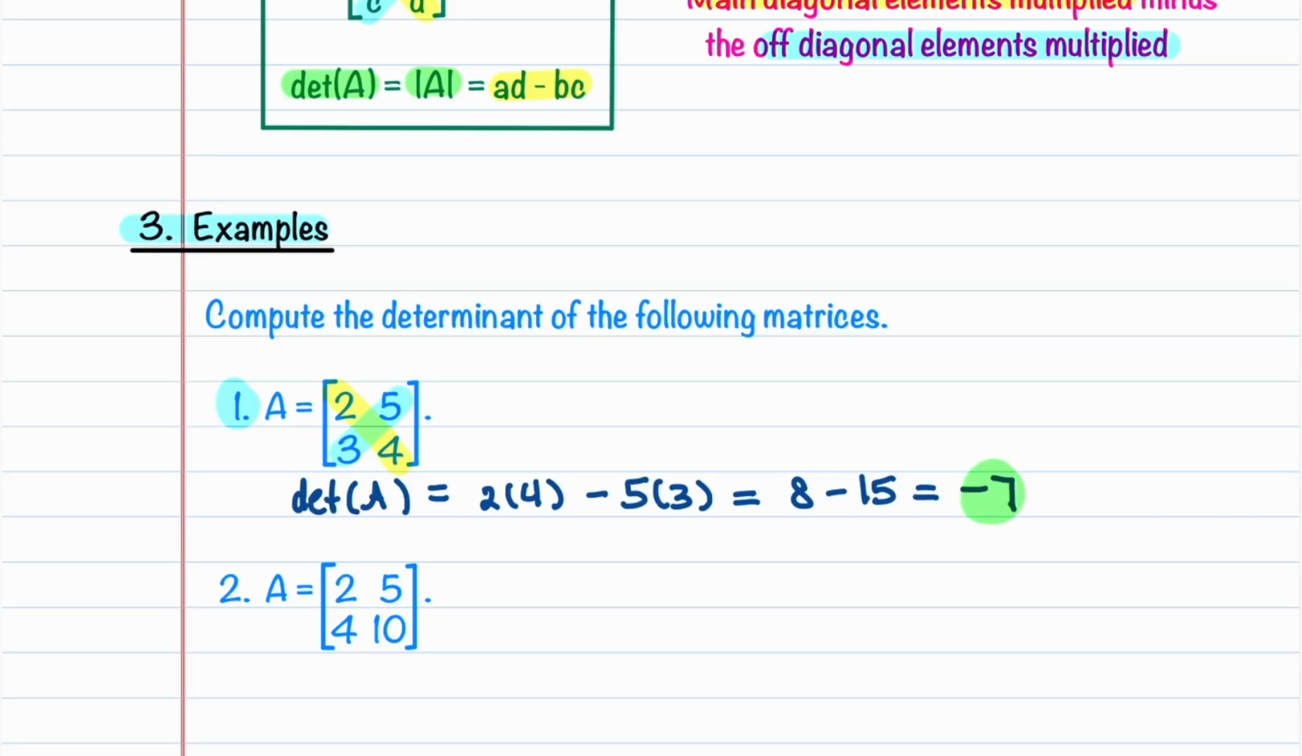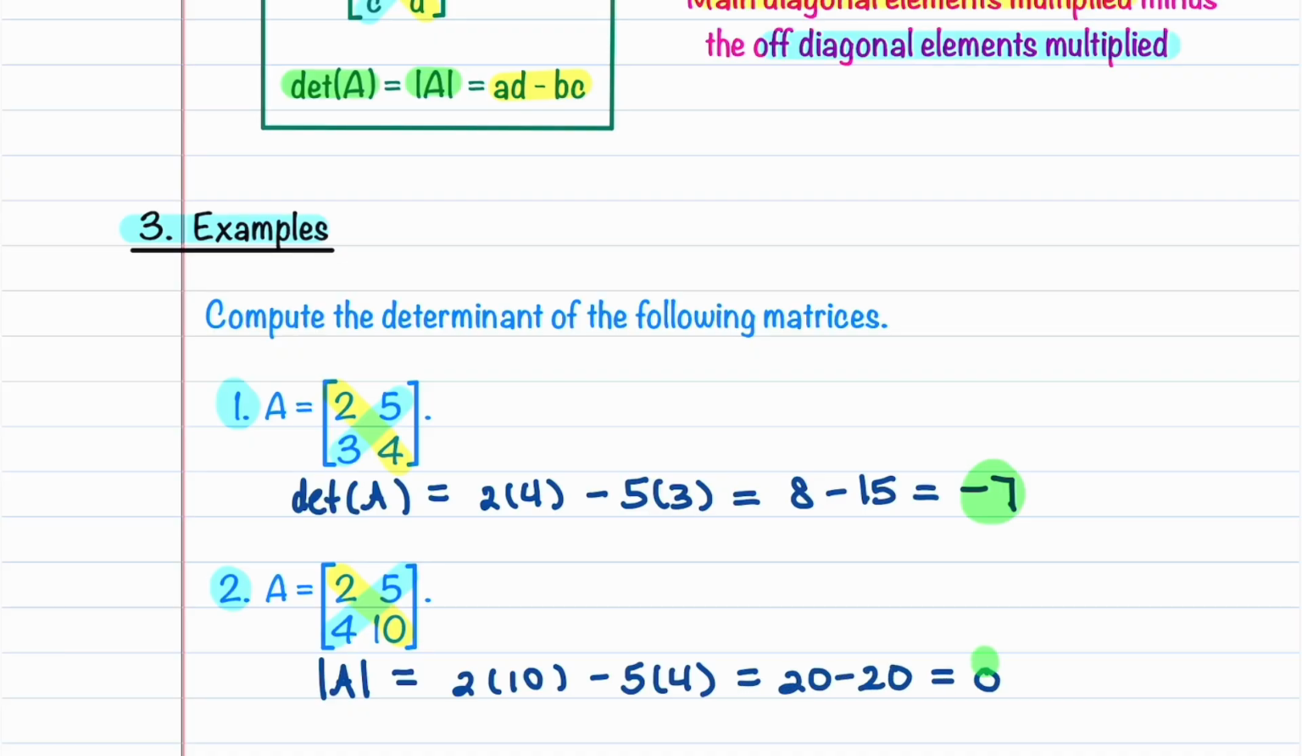And that's our answer, and notice that it's just a number. Let's now do our second example. You may want to pause the video and try this one on your own. I'm going to use the other notation for this one, so I'm going to have a bar and then A and a bar. That just means the determinant of A. It's equal to the main diagonal elements multiplied, so that's 2 times 10, minus the off diagonal elements multiplied, which is 5 times 4. And this is 20 minus 20, and it's equal to 0.